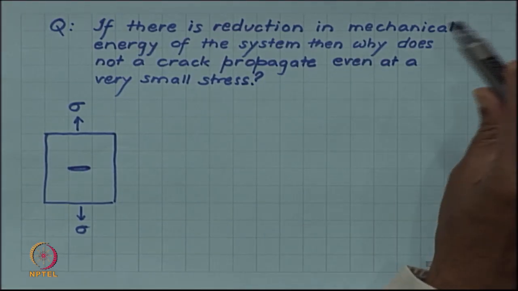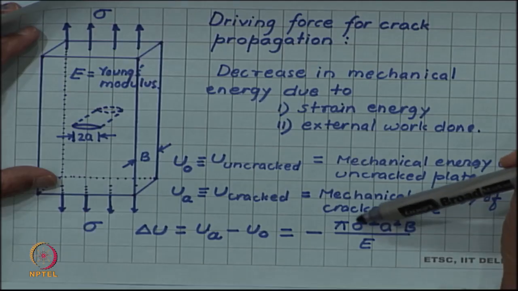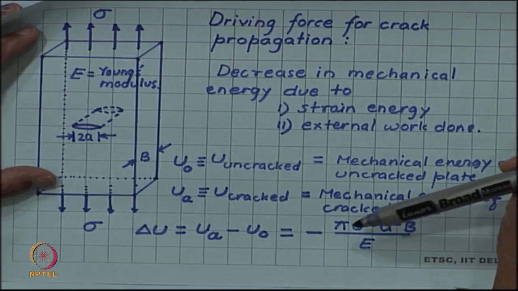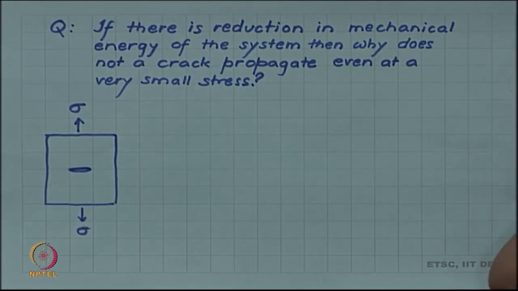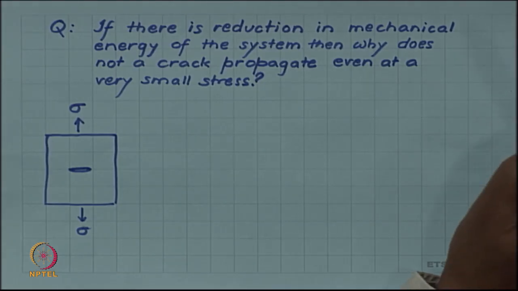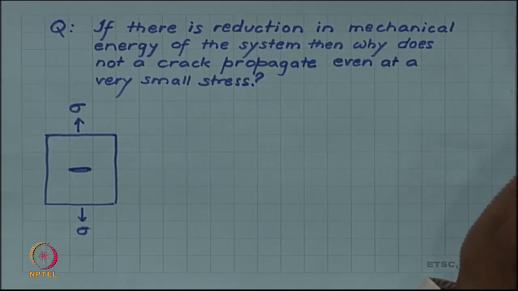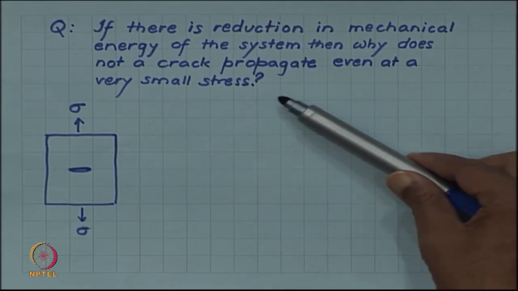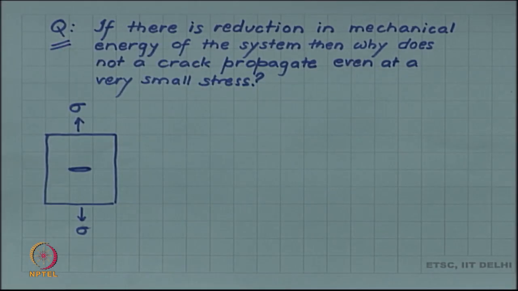But then the question comes, if there is a reduction in mechanical energy, and you can see from this formula that for a given crack size, however small the stress is, there will always be a decrease in energy. So, whatever the crack size and however small the stress I apply, there will be a decrease in mechanical energy if the crack propagates. But we have just seen in the paper experiment, and we know from our experience, that even if a crack is there, the crack will not propagate unless the applied stress reaches a certain critical value. A very small, very feeble stress will not lead to crack propagation. So, if there is a reduction in mechanical energy of the system, then why does a crack not propagate even at very small stress? This was an important question which Griffith asked, and he came to a very interesting answer.